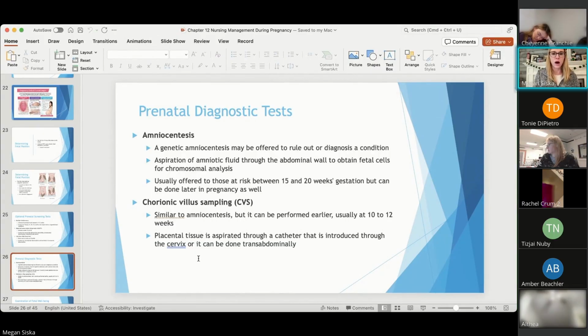Another option for diagnosis is a CVS, a chorionic villus sampling. So very similar to an amniocentesis, but instead it can be done a little bit earlier, and they're getting a sample of placental tissue to do that testing with.